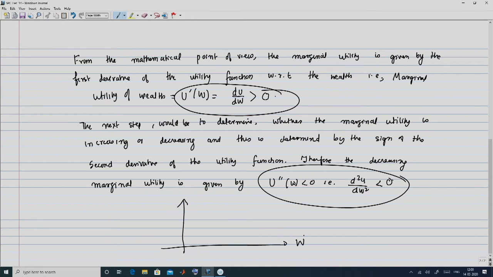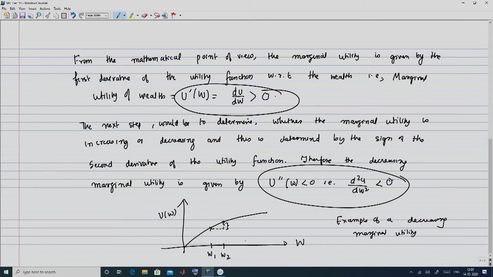So, accordingly what you will have is something like this. This is an example of a decreasing marginal utility. So, the interpretation of this is that suppose the wealth level changes from W1 to W2, then the change in the utility will be given by this.